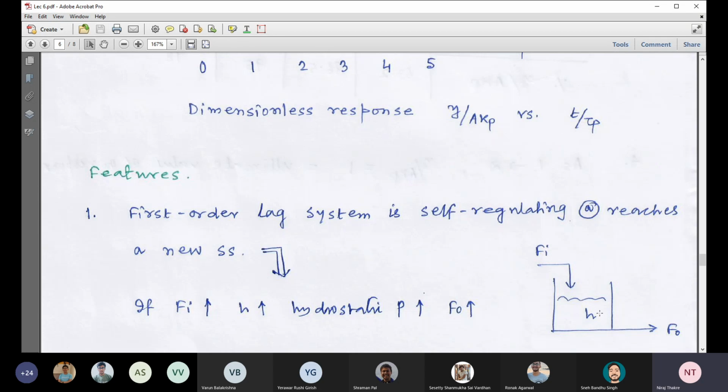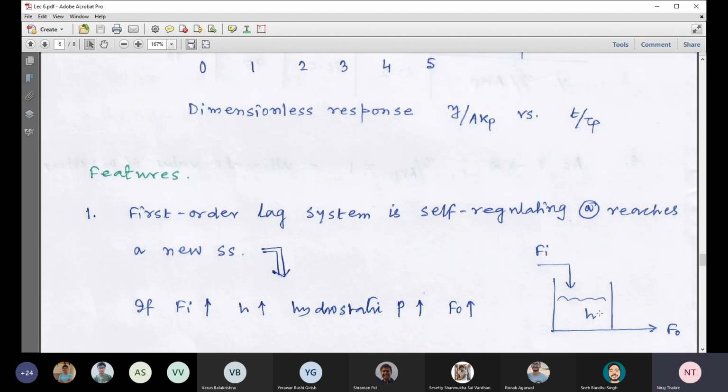So is there any way to get back the previous steady state value? Students, we are getting a new steady state value. Is there any way to get back the previous steady state? I discussed this issue before also. It is possible if we employ a controller. Now you understood what is this self-regulating process.